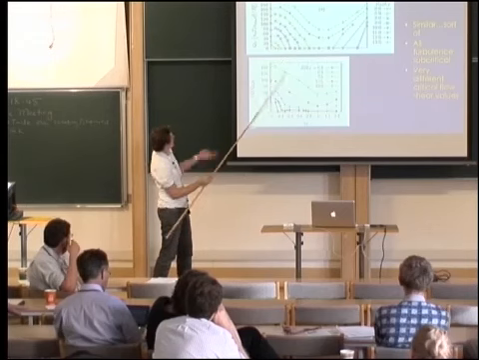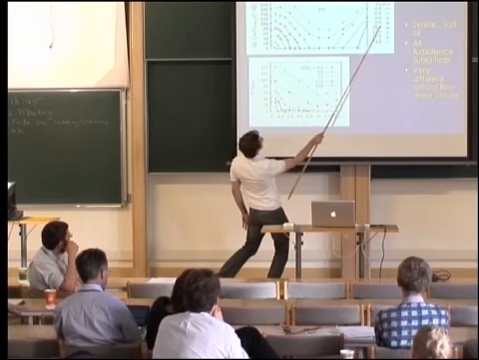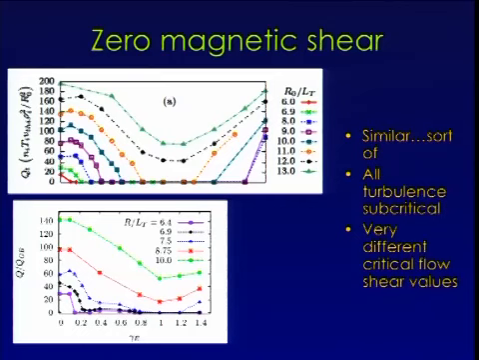And we see that if, for instance, you consider this R over LT of 10 value, then in the case that Edmund ran, 10 is this line here. You see it completely quenches at a value of around 0.5, 0.6. Whereas for the case with higher magnetic shear, you see there's no quenching ever of the turbulence, because the subcritical turbulence kicks in before it can be quenched.